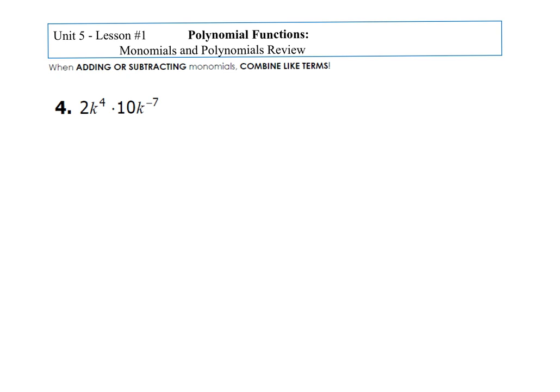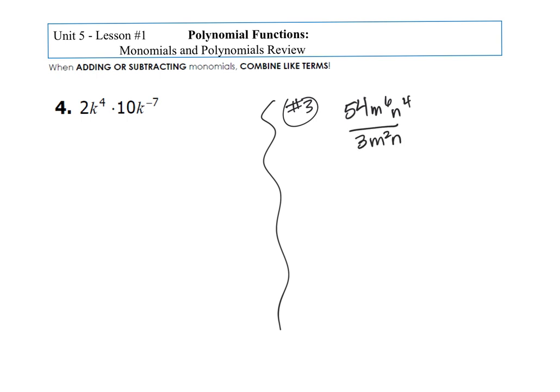So I'm not sure where my number 3 disappeared to, so I'm going to write it in here, and then we'll come back to number 4. Okay, number 3. Number 3 was 54 m to the 6th n to the 4th over 3m squared n minus 10m to the 4th n cubed.